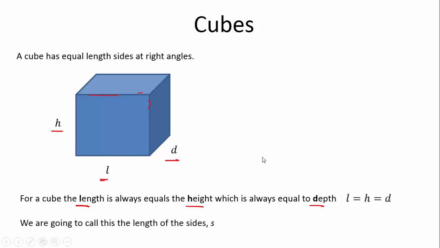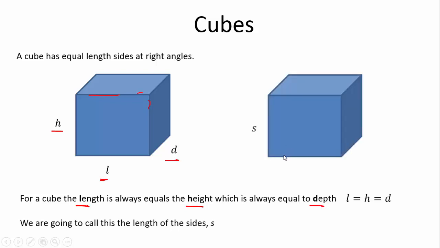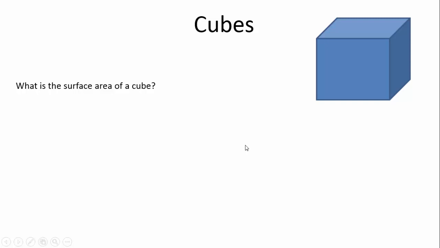So we're going to call these the lengths of the sides, right? We're simply going to say it's a side, side, side, because all these three sides are the same. So we can call it the same variable. Right? So what is the surface area of a cube? We have our cube. It has a side, and it has another side. Remember, we have the three sides.